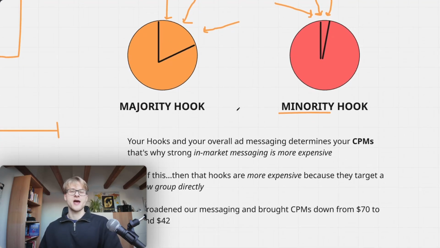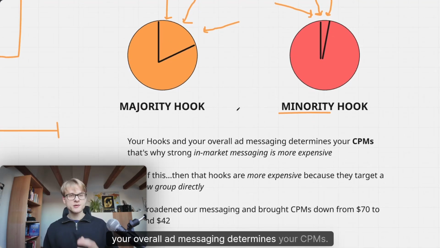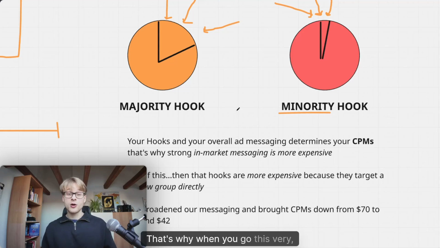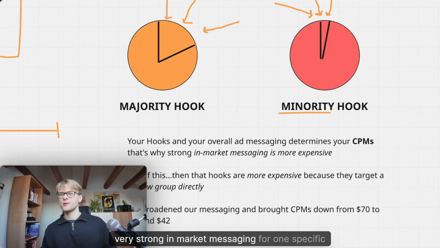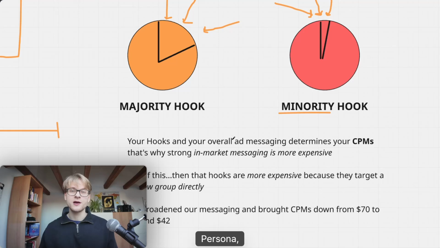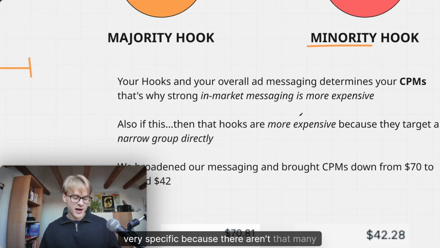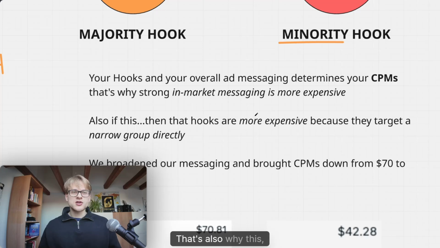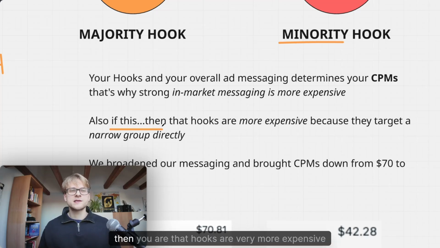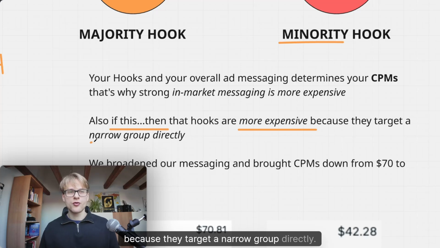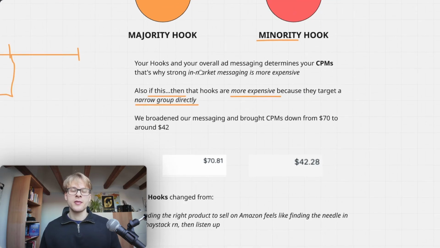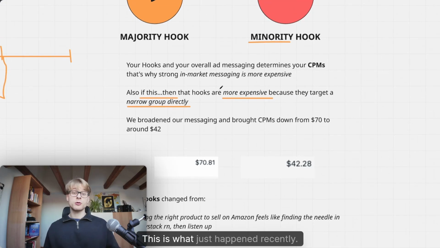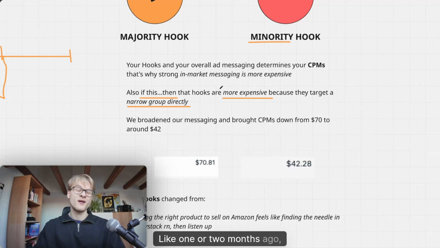So your hooks and your overall ad messaging determines your CPMs. That's why when you go with very strong in-market messaging for one specific persona, it will be very specific, because there aren't that many people that resonate with this messaging. That's also why "if you are this, then you are that" hooks are more expensive, because they target a narrow group directly, okay?